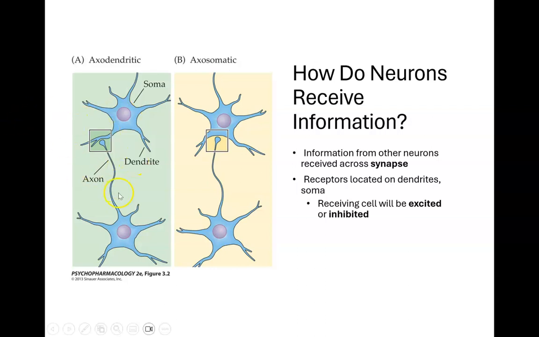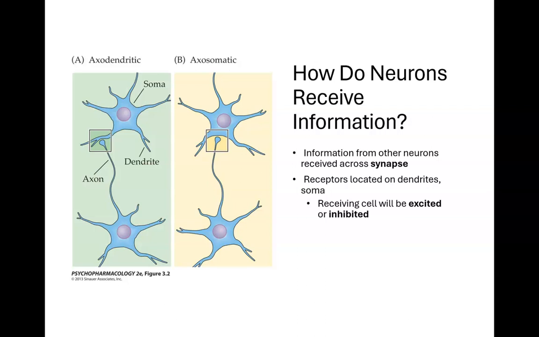Now, these gaps can be located between the axon of one neuron and the dendrites of another neuron, and this is referred to as an axodendritic synapse. It begins in an axon of one neuron and it terminates on the dendrites of another. We can also have what is called an axosomatic connection. The connection begins in the axon of one neuron and terminates on the soma of another. Axodendritic synapses are the most common. Axosomatic are the second most common.